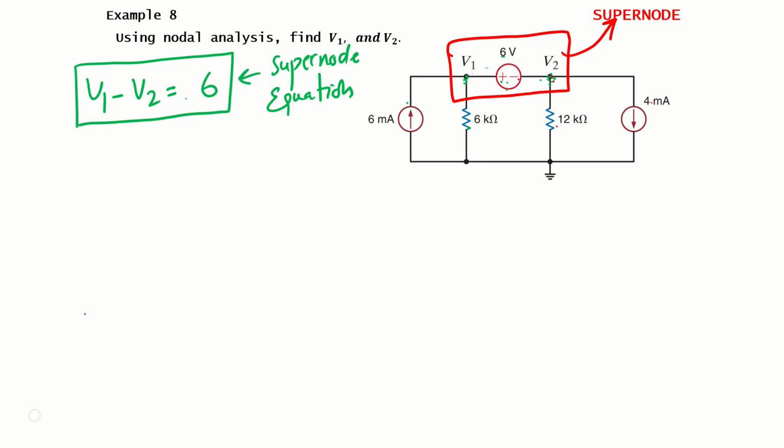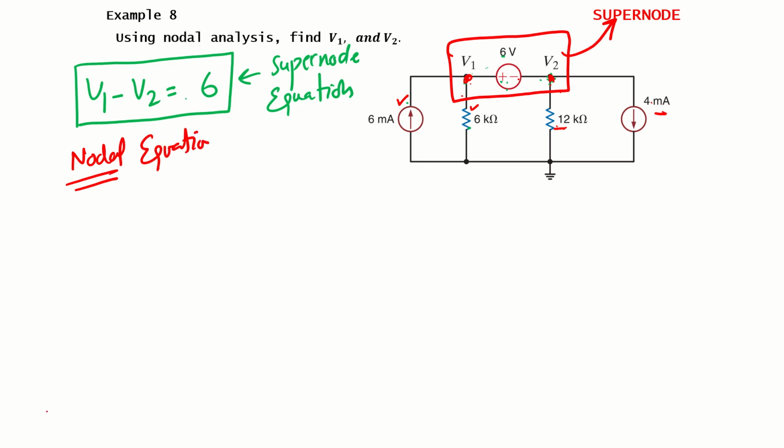All right, so we have got the equation for the supernode. Then we will write the KCL equation, our nodal equation at the supernode. Because we have combined these two together, this branch, 6 milliampere and 6 kilo ohm, was connected here at V1, 12 kilo and 4 milliampere was connected here at V2, and now these two have become a supernode. So we can write one KCL equation for this supernode. What will be that nodal equation?